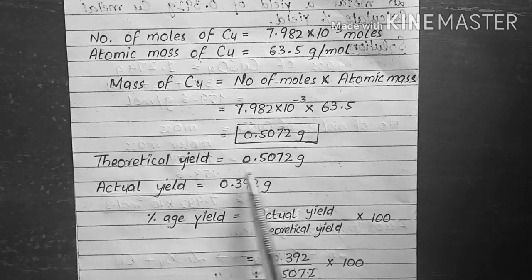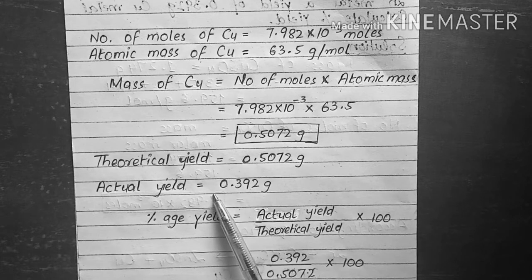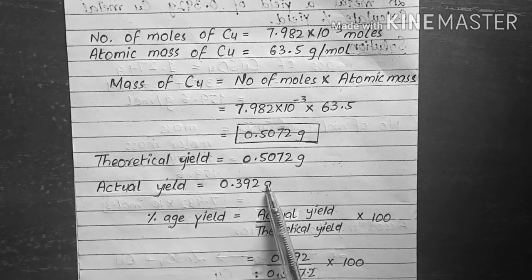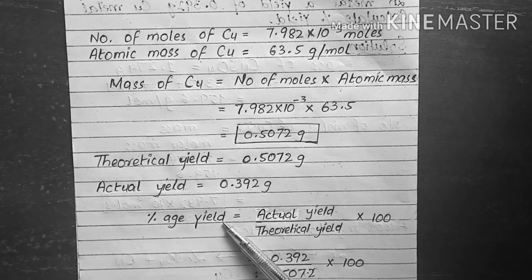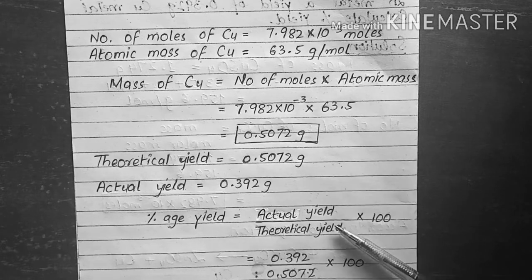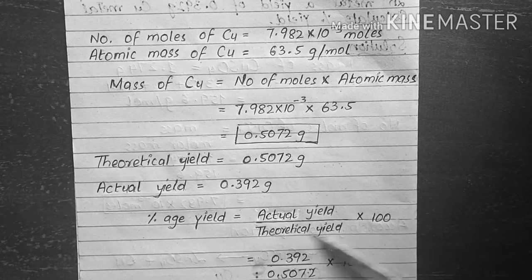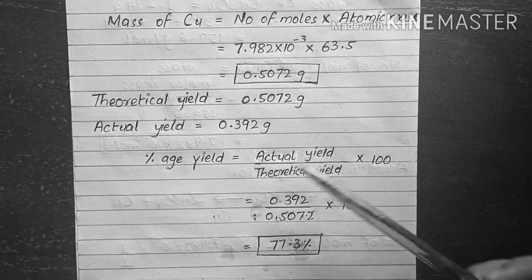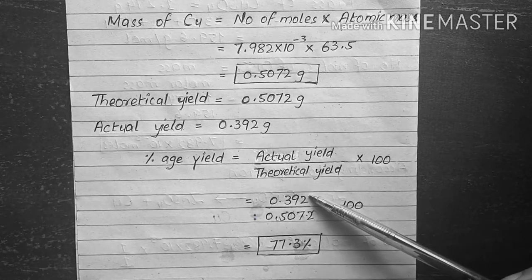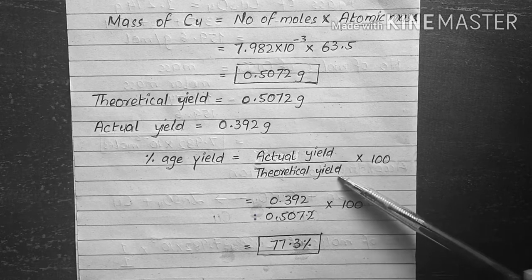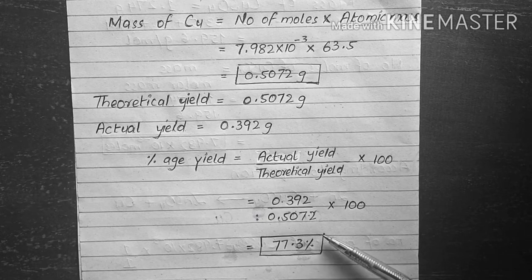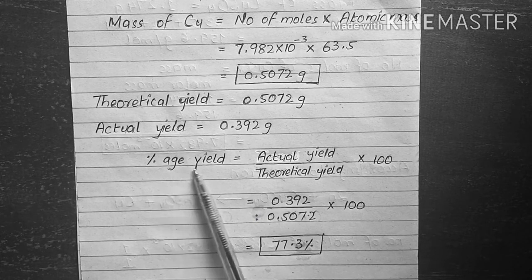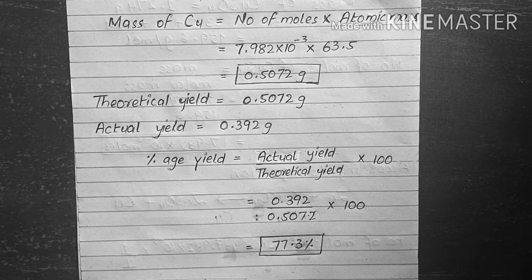So this is our theoretical yield, and the actual yield is the value given in the question: 0.392 grams of copper. Now we have both of these values, and we apply the formula for percentage yield. This formula says actual yield divided by theoretical yield times 100. You have to remember this formula. So the actual yield 0.392 divided by the theoretical yield 0.5072, times 100, gives the answer 77.3%. You have to mention this percent sign, which is very important as you are calculating the percentage yield. So this is our desired answer for the question.